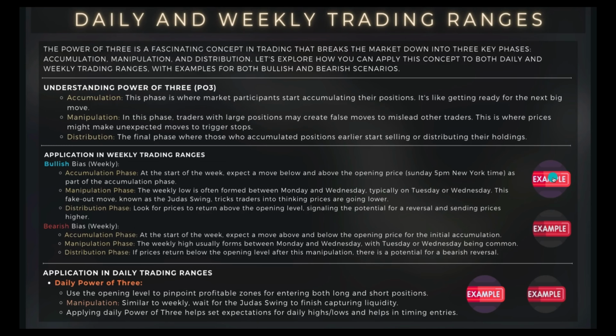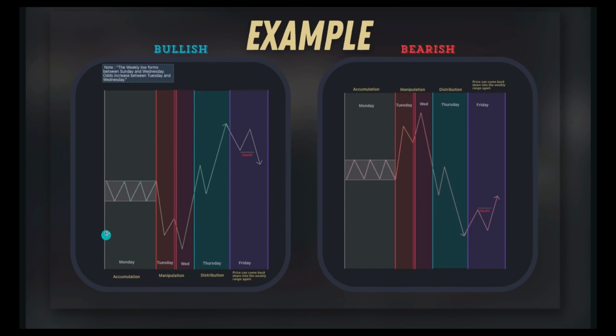So I got two examples I need to go over with you guys. Ideally, you would have Monday as the accumulation, and you can have manipulation on Tuesday or Wednesday, or the manipulation can form between Tuesday and Wednesday. So these two days could just be manipulation days. And then Thursday you have distribution, and then Friday price can come back down into the weekly range again.